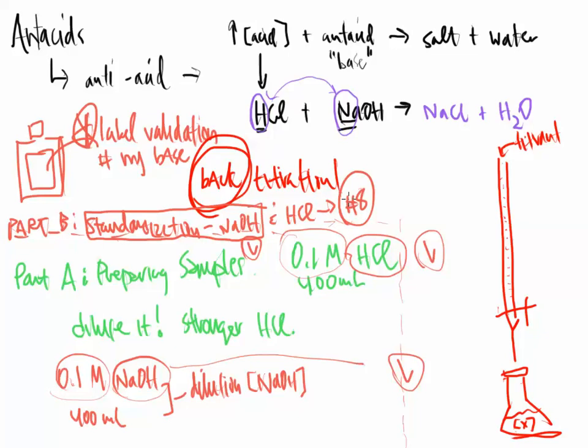You're going to be looking for when the endpoint changes color. And that endpoint is going to change color not like phenolphthalein. It's a completely different indicator. So in the next video, we're going to focus more on this standardization of hydrochloric acid. And this is where you're really going to start the lab, because this will be your first step before you titrate any of your antacids.